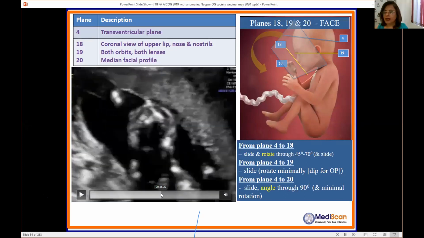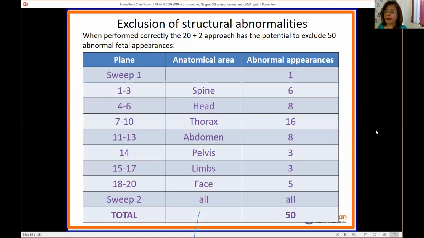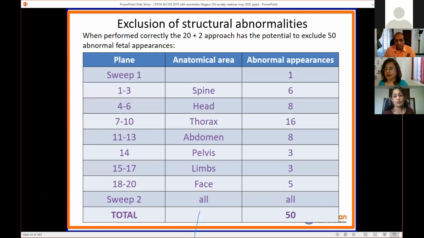Next question: what is the normal range for kidney pelvic dilatation in the second trimester? In the second trimester, less than 4 millimeters, you don't need to worry at all. 4 to 7 millimeters in the second trimester is all right. Anything more than 7 millimeters in the second trimester, we consider it abnormal.